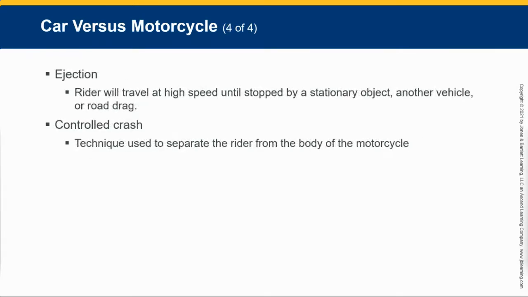Also, we have ejection, where that rider travels at a high speed until stopped by a stationary object, like we just mentioned. And then we have the controlled crash, where a rider may see a crash happening and lay the bike down and let that bike travel on ahead of them and absorb the largest portion of the impact, while the rider stays a little bit farther behind and the impact is less significant.